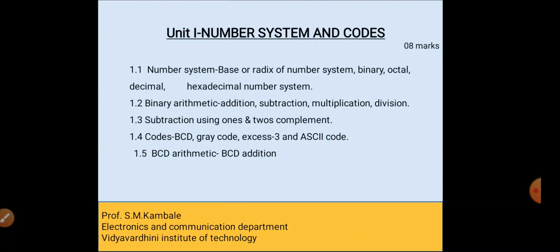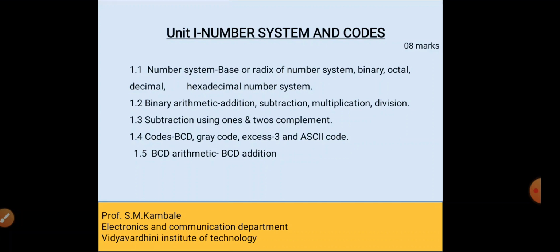Okay, in the second subunit we will discuss the various arithmetic operations of the binary system. Binary means 0 or 1. Arithmetic operations are nothing but the addition, subtraction, multiplication and division of the binary system. Now the third subtopic is subtraction using ones and twos complement. Ones and twos complements are nothing but the methods that are used while doing subtraction of the binary system.